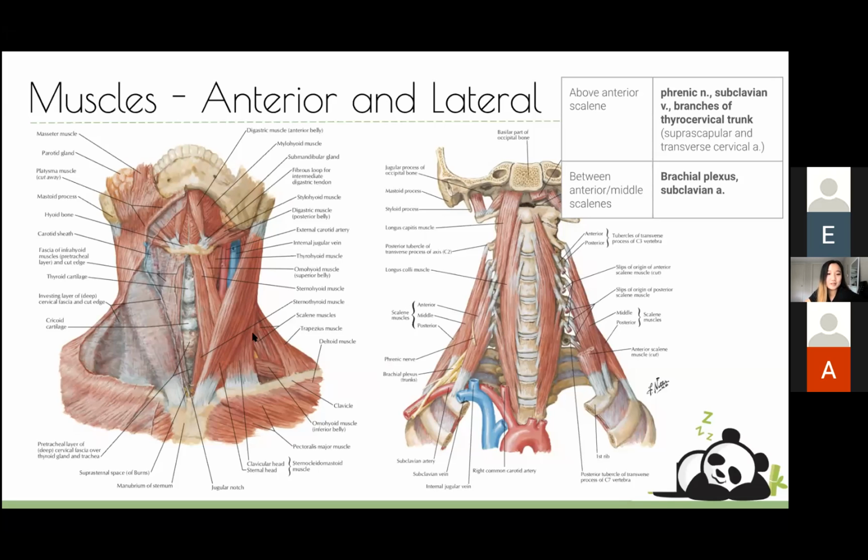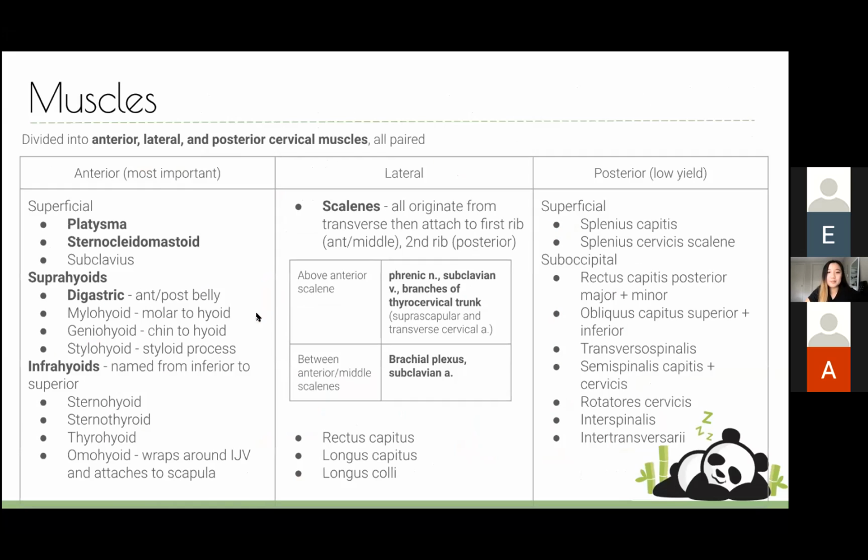Your sternocleidomastoid, your platysma. What else can we see? Omohyoid is doing a little sneaky here. It kind of runs like this behind everything. So that's your anterior muscles. And then laterally, you have your scalenes.